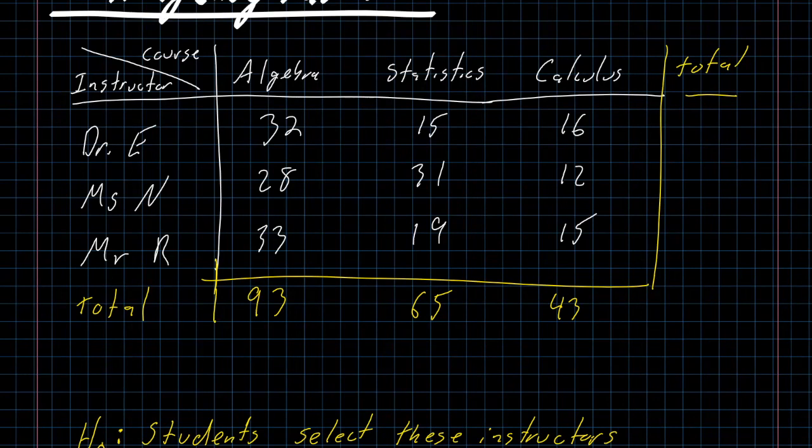And then the rows. 32 and 15 and 16 comes out at 63. 28 and 31 and 12 comes out at 71. 33 and 19 and 15 comes out at 67.